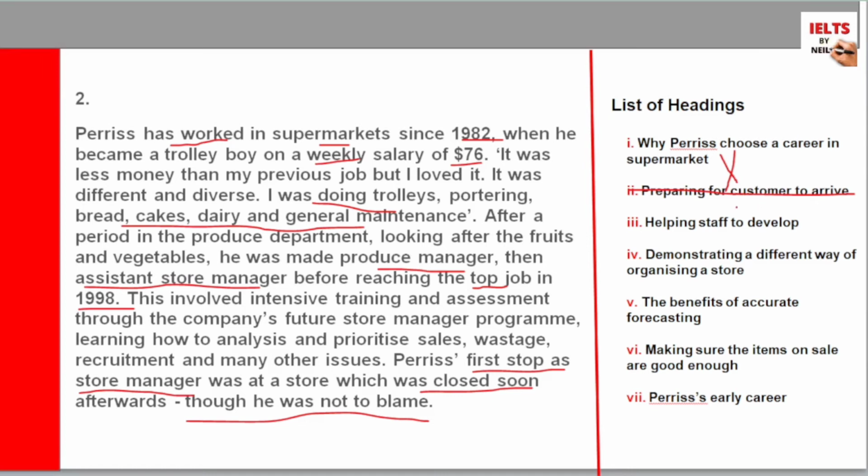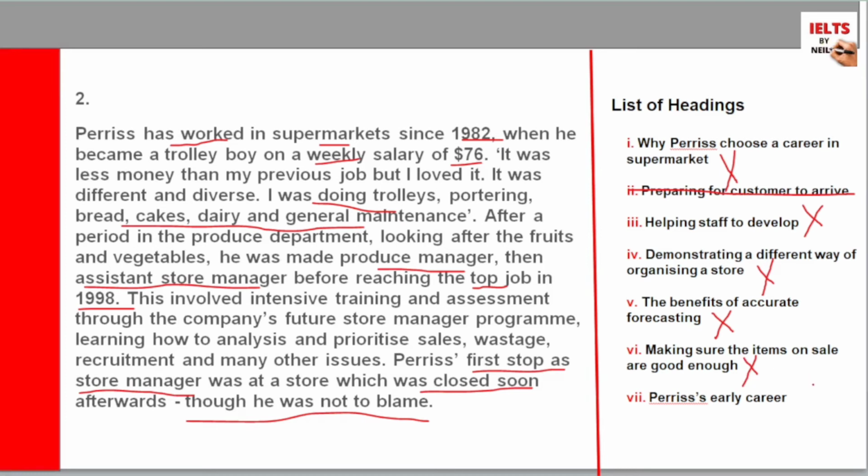That's already taken. Number two, so don't have to worry about this. Helping staff to develop. No, we do not find any information related to this. Demonstrating a different way of organizing a store. Definitely not. No information about this. The benefits of accurate forecasting. There's no forecasting being done in this paragraph. Making sure the items on sale are good enough. No items on sale are being talked about in this paragraph.